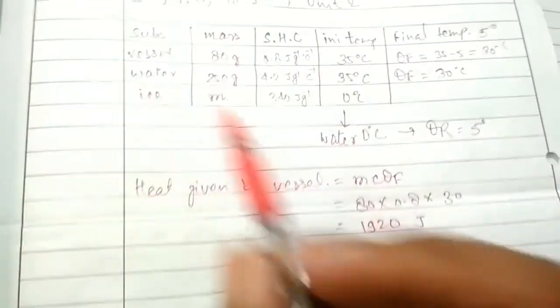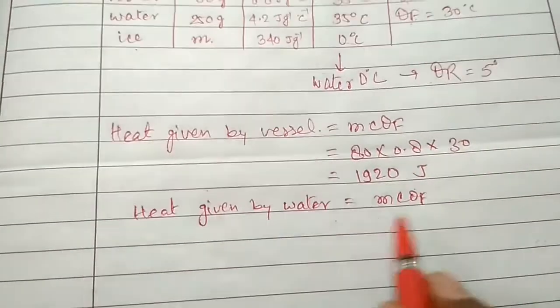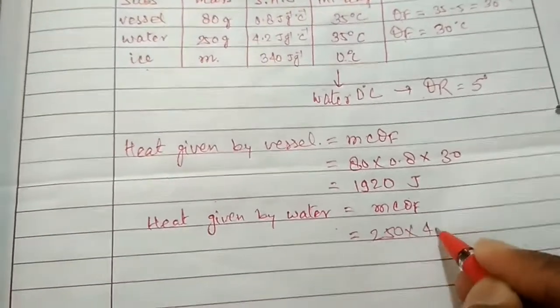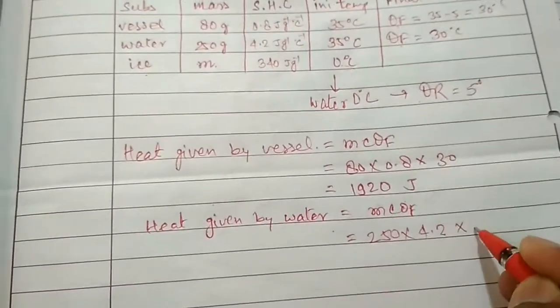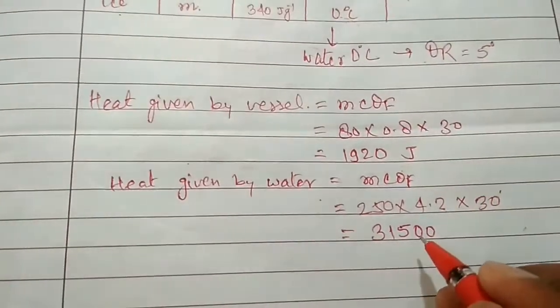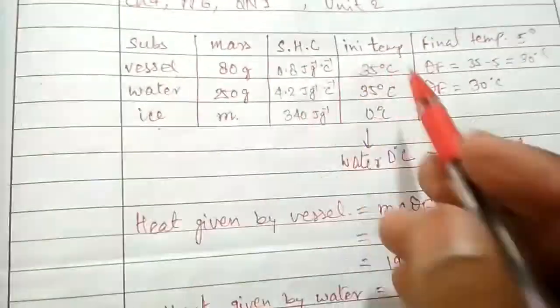Now in the same way as the vessel, heat given by water is mc theta fall. Mass of water is 250 gram, specific heat capacity of water is 4.2, and theta fall is 30 degrees Celsius. Let's calculate, which makes 31,500 joule. So these two are giving the heat.